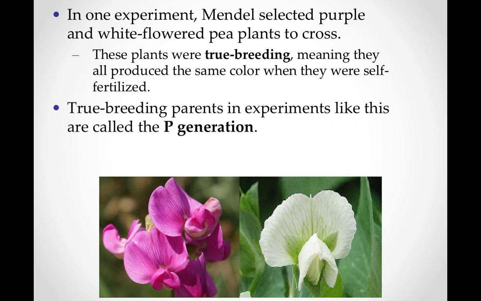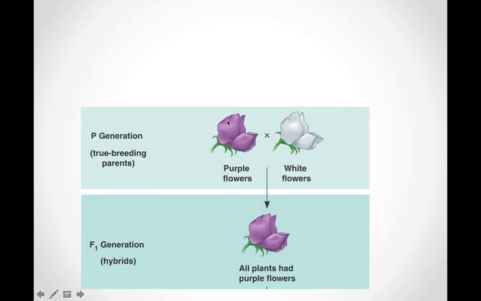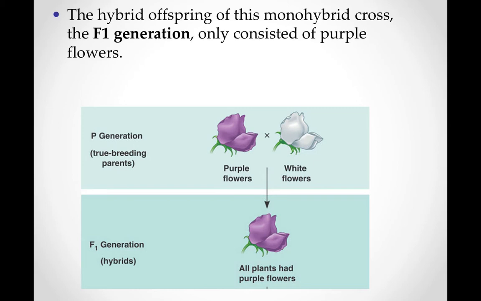True breeding parents in experiments like this are called the P generation. The P generation, think of it as the pure generation, or that first generation. They're pure, and they have all purple or all white flowers, and their parents were both of that. So they are pure purple or pure white.